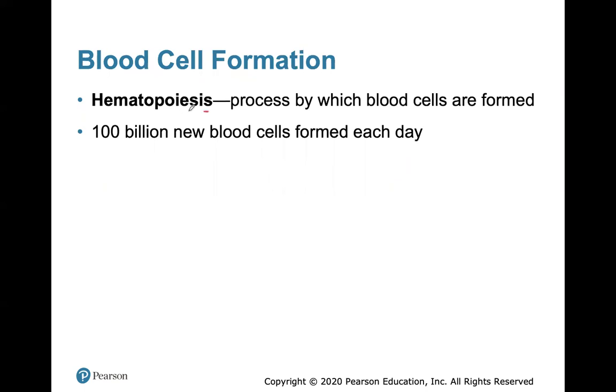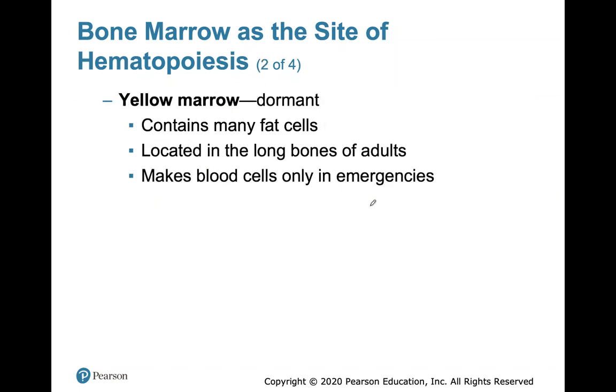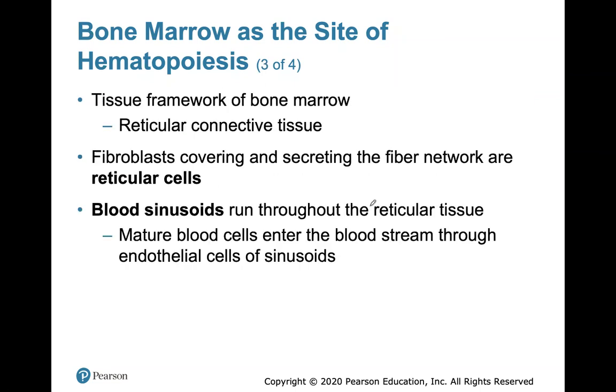Hematopoiesis, this might be a test question. This is the process by which blood cells are formed, and about 100 billion new blood cells are formed each day. Bone marrow is located within all bones. Red marrow is active, where new blood cells are actively generated. We have immature erythrocytes. In adults, red marrow is located between the trabeculae of the spongy bone and the axial skeleton. Yellow marrow is more dormant, and it contains mainly fat cells.